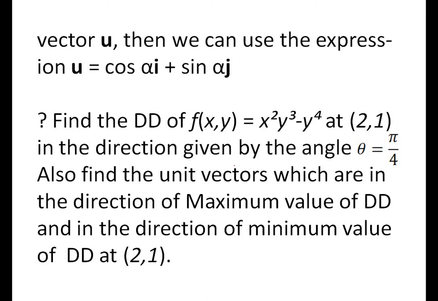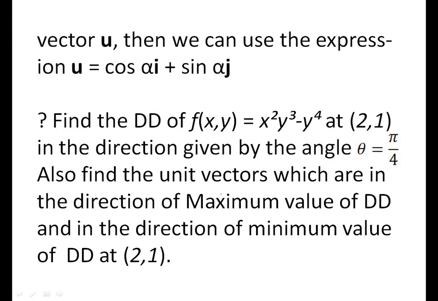In the direction given by the angle theta equal to pi by 4. Also find the unit vectors which are in the direction of the maximum value of the directional derivative and in the direction of the minimum value of the directional derivative at (2, 1). That is, given a function f of x, y, we want to find the directional derivative of that function at (2, 1). Also given the angle theta equal to pi by 4 is the angle of inclination.